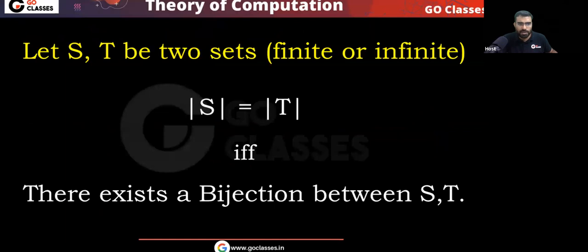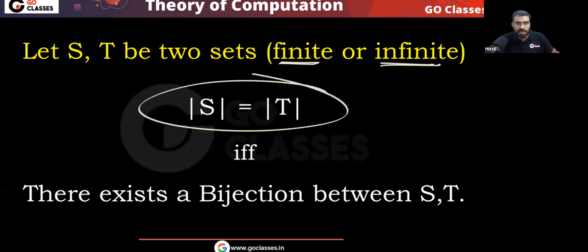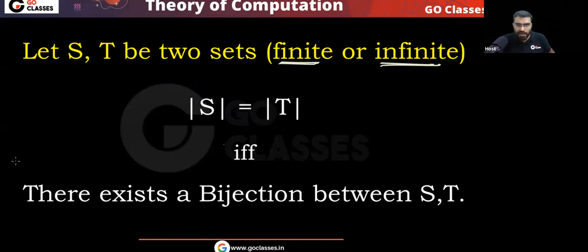Are you comfortable with this conclusion? You have two sets, S and T. They can be finite or they can be infinite. Their cardinality will be the same if and only if there exists a bijection between S and T. Yes or no? Very simple point.